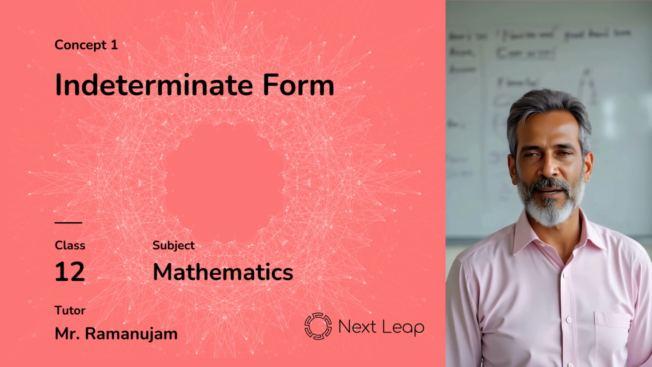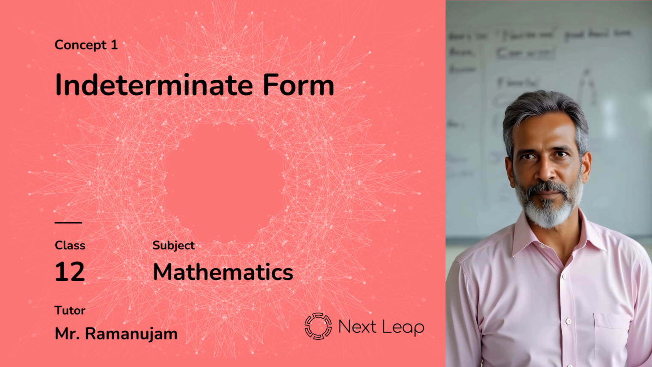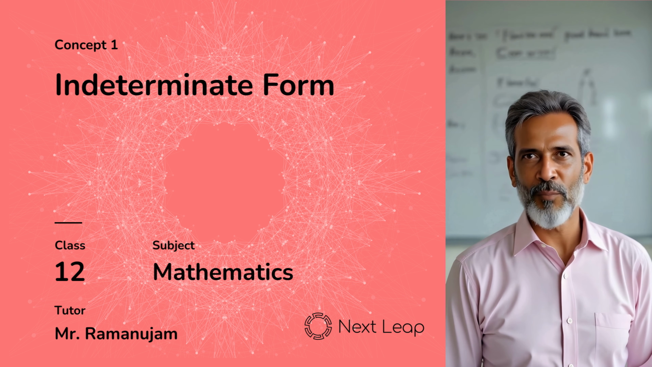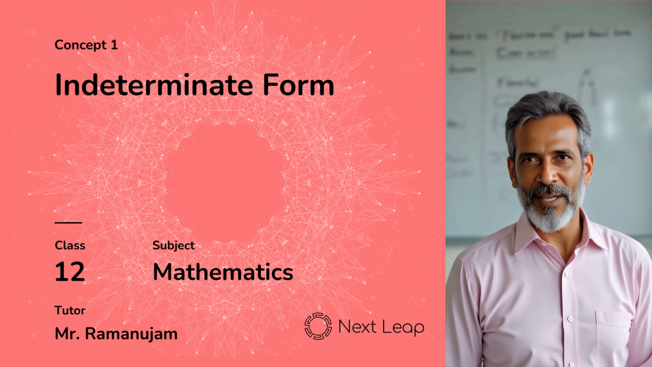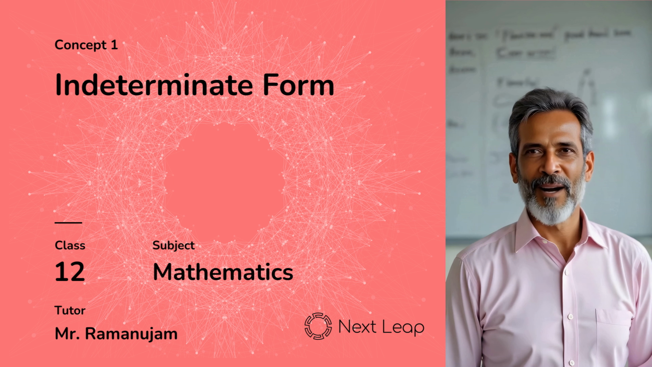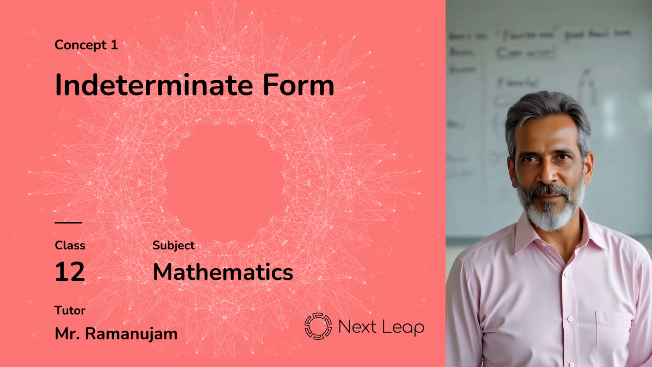Today we enter one of the most puzzling corners of calculus, indeterminate forms. You've probably seen it, dividing 0 by 0. Is it 0? Is it 1? Is it infinity? Well, the truth is, it's none of those. It's indeterminate, meaning uncertain, undefined, and we need better tools to figure it out.